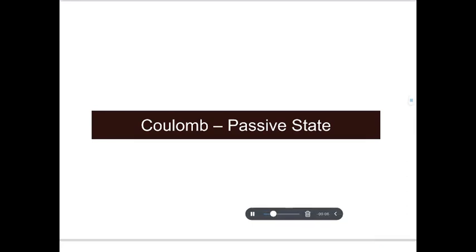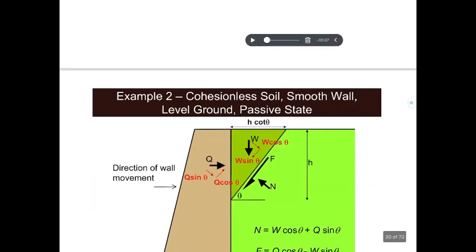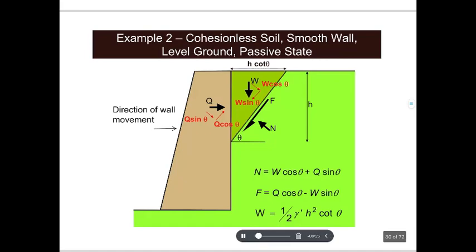And now we come to the passive state and how to derive the Kp value using the Coulomb method. In the passive state, the wall is actually being pushed towards the soil itself, so that the failure wedge is moving outwards. The frictional force is now acting downwards, so it is opposite to what we have seen in the previous example. And the normal force N is now W cos theta plus Q sin theta, and the frictional force is Q cos theta minus W sin theta.